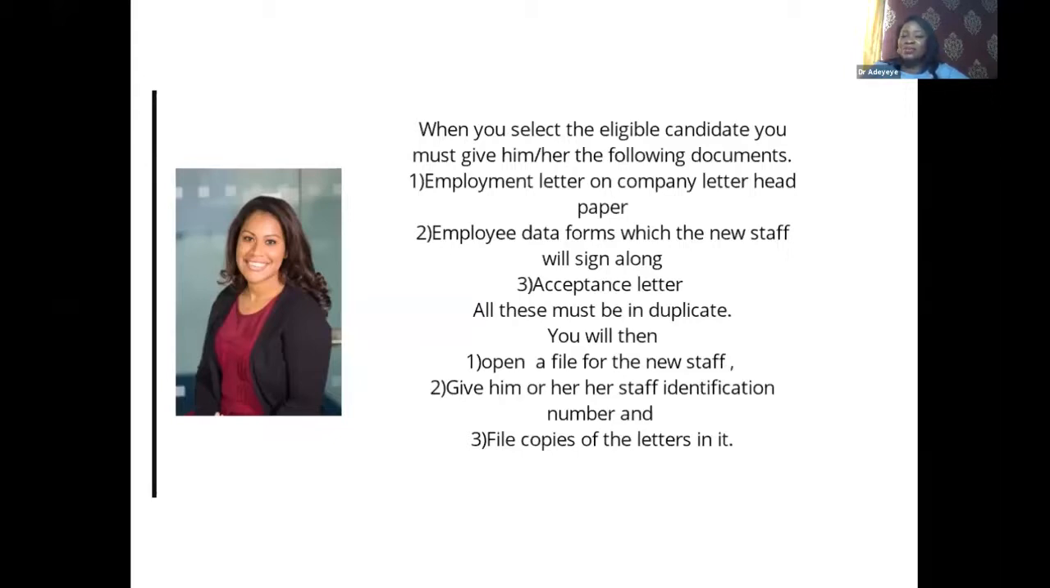What are samples of employee data? Or you reach out to me and I'll find a way to help you. Employee data, get them to fill all those things.